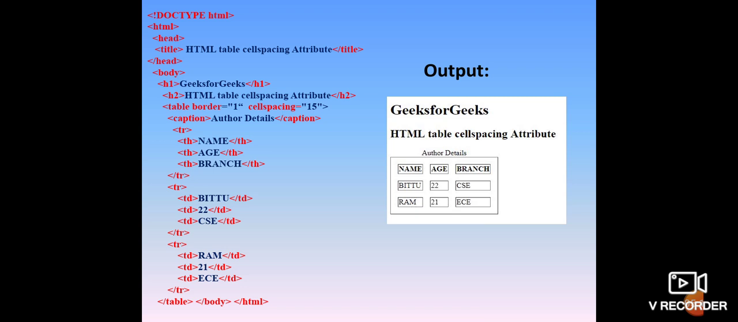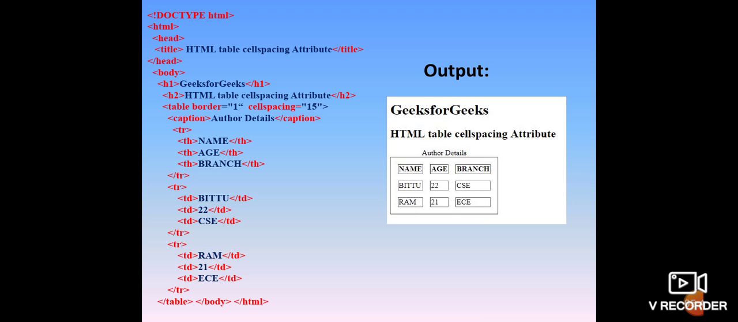I am writing the program. In the HTML tag, I am opening the head tag. Within the title tag, I am giving the heading for the program, HTML table cell spacing attribute. I am closing the head tag. I have opened the body tag. I have given the heading as Geeks for Geeks using the H1 header, and using the H2 tag I have given HTML table cell spacing attribute. Now I am creating the table, so I have used the table tag, and I am giving the border attribute as 1.